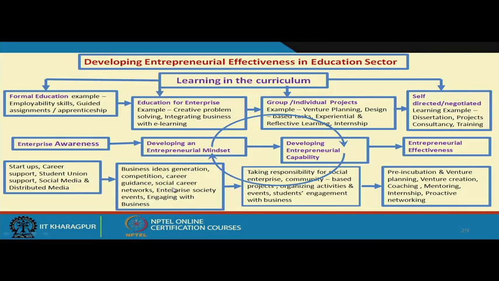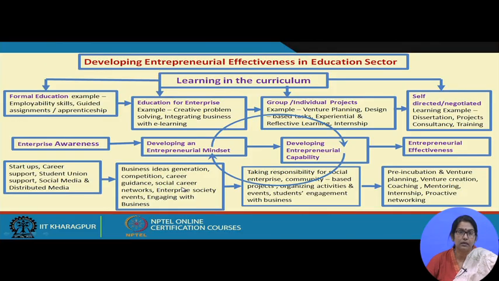So, we can also look for career guidance. We can take the help of some people who are doing career guidance and social career networks also. Then enterprise society events are also going on. We have to keep a watch on this, what is going on in the social setup, then engaging with business, for gaining some kind of experience with regard to different kinds of business setups and whether they are successful or not, what are the hurdles, what are the impediments inherent in that kind of business.